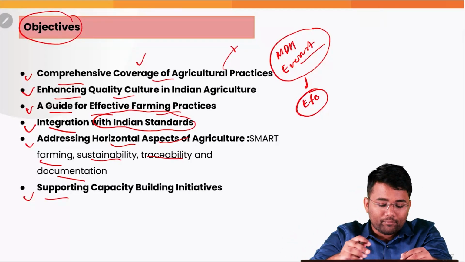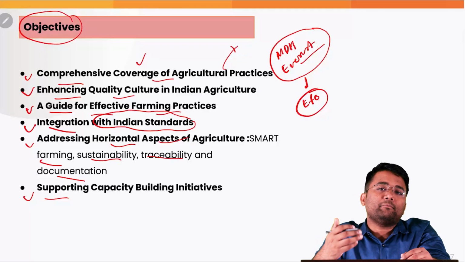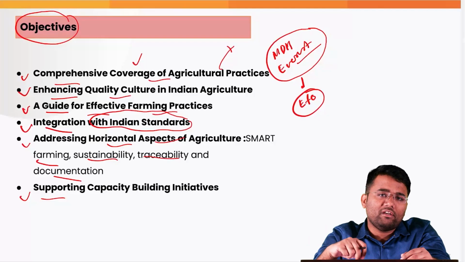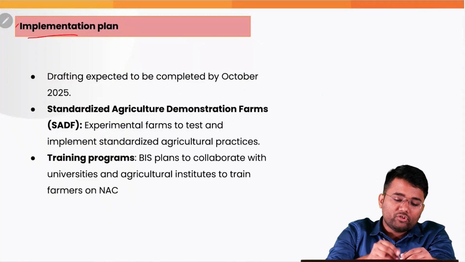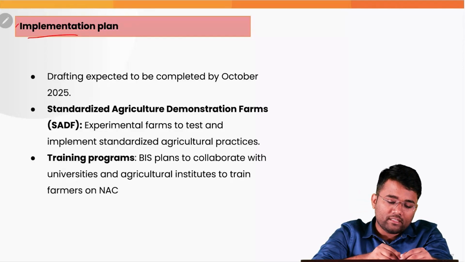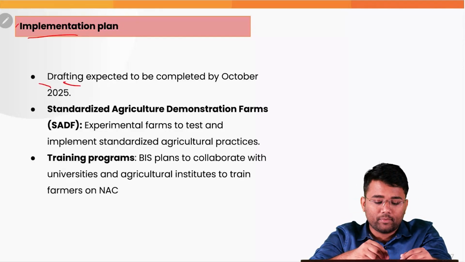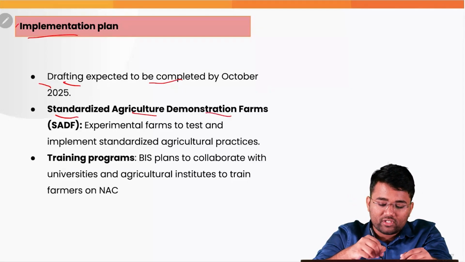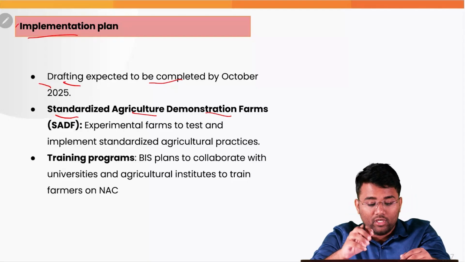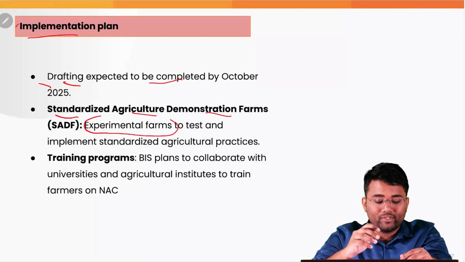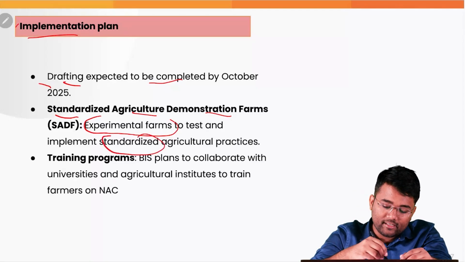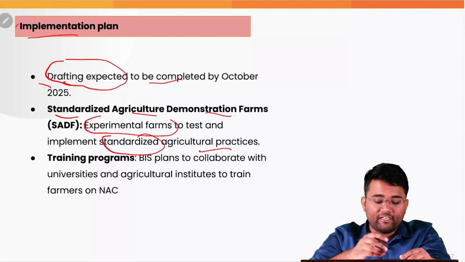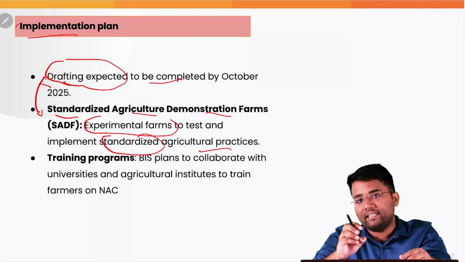Also, it will provide proper support for the capacity building initiatives that are being run by the government as well as civil society organizations for the overall development of agriculture. Then if you talk about the implementation plan of this code, the drafting of the code is expected to be completed by October 2025, and the Standardized Agriculture Demonstration Farms would be developed, which will be the experimental farms to test and implement standardized agricultural practices. Here, after being developed through a draft, it will be implemented under this SADF.